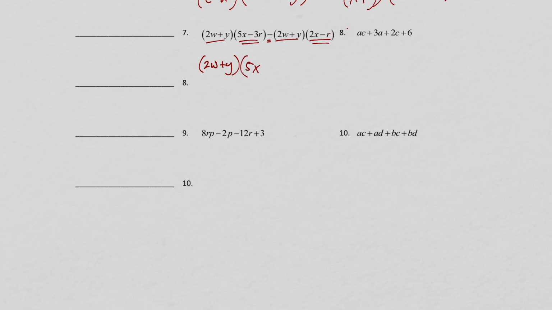5x minus 3r minus 2x minus r. And then what happens is this negative distributes, and you get negative 2x plus r, which combines to 3x minus 2r.